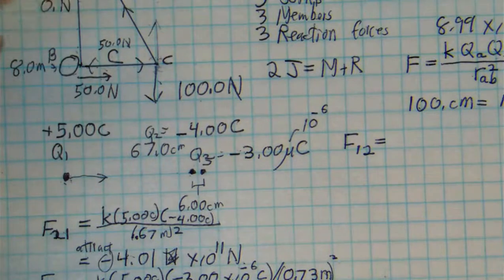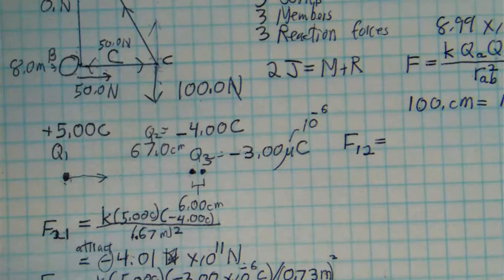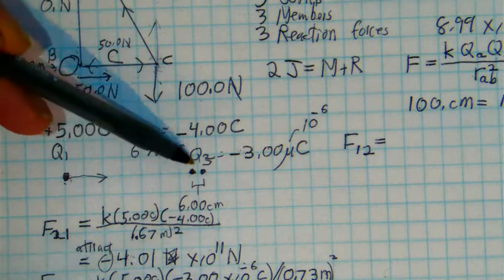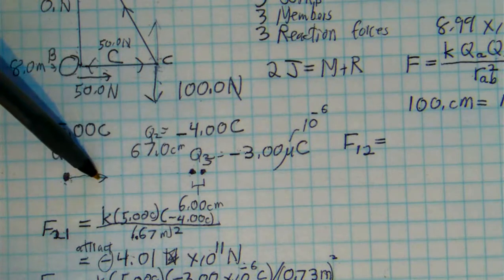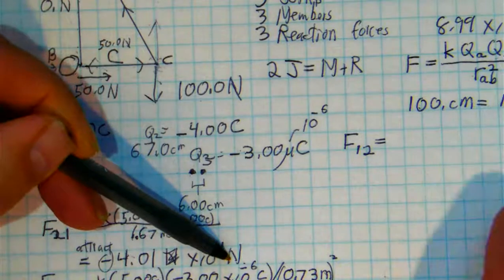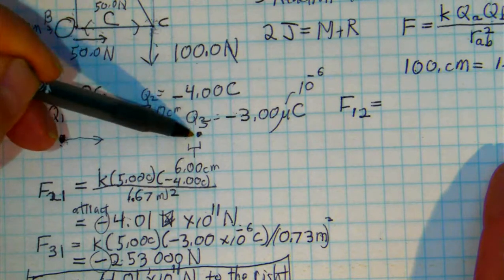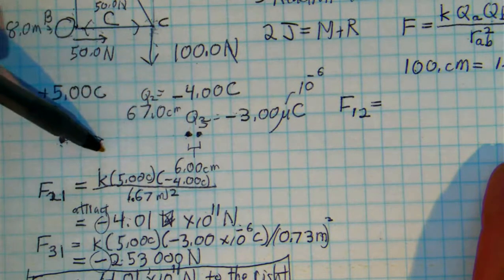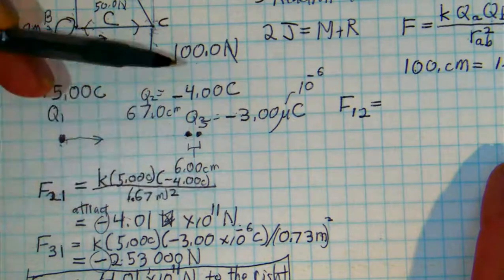Newton's 3 laws of motion include the third one that says, for every action force, there is an equal and opposite reaction force. In other words, forces always act in pairs. If charge Q2 is pulling charge Q1 to the right with a magnitude of 4.01 times 10 to the 11th newtons, then charge Q1 is pulling charge Q2 to the left with a force with a magnitude of 4.01 times 10 to the 11th newtons.